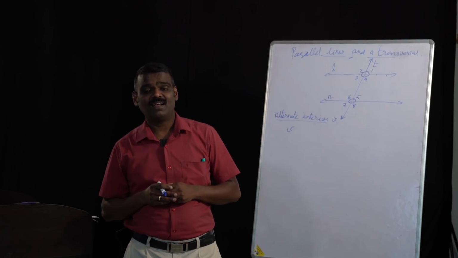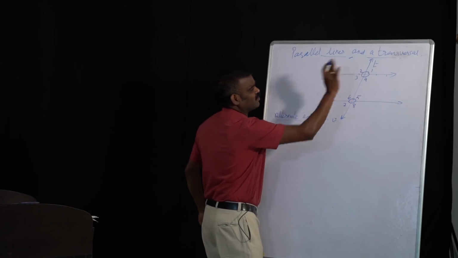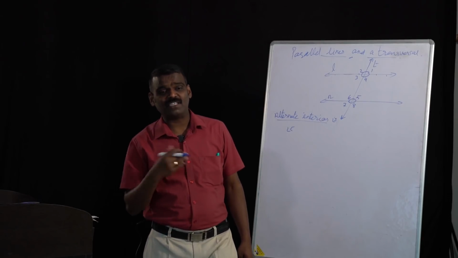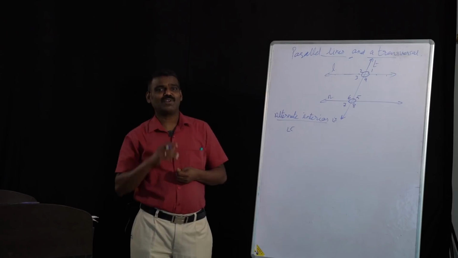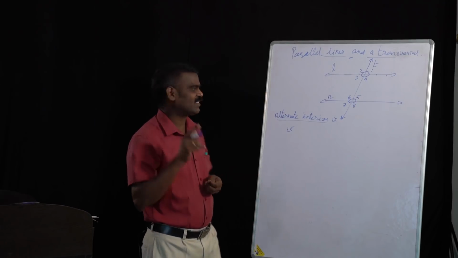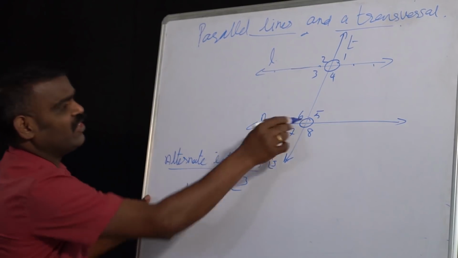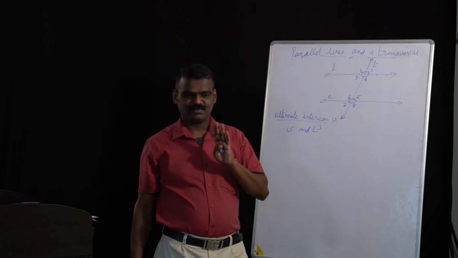Then it is called adjacent angles. Yes or no? So 5 and 4 also not, because it is adjacent. 5 and 6 also not, because it is adjacent. Then who? Only one fellow left. Who is that fellow? Yes, 3. Angle 5 and angle 3 are alternative interior angles. Is it clear? Understood, right?